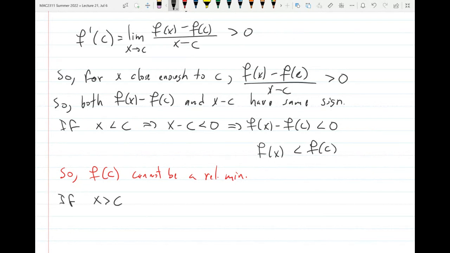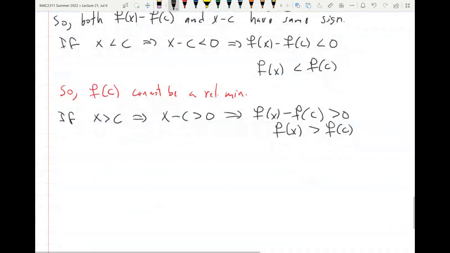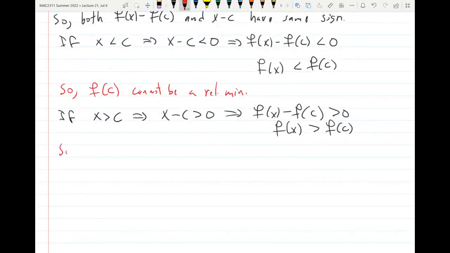So if x is bigger than c, so close, but bigger than c, then x minus c is positive, which would tell us that f of x minus f of c is positive, which then tells us that f of x is bigger than f of c. And now what is this inequality telling us? Can f of c be a relative max? No, because we found stuff next to it that are bigger than that, okay? So the closer you are, the more these inequalities are true. So there's no way it can be a relative max.